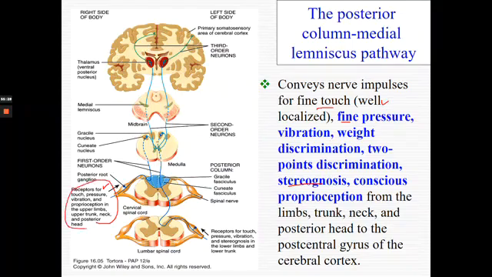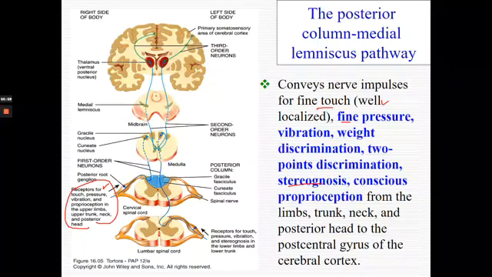It's drawn on the other. Remember that these tracts are found on both sides, but what is drawn here is drawn on one side, gracilis, and the other side is cuneatus, just to illustrate it only. But the gracilis and cuneatus are found on each side. And the crossing occurs for both tracts, gracilis or cuneatus, at the level of the medulla oblongata. So remember here, there is crossing.